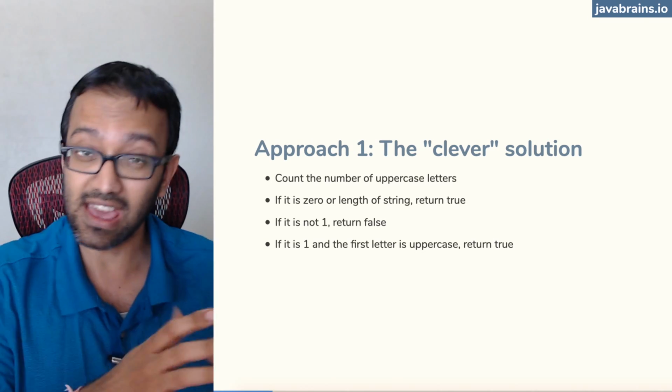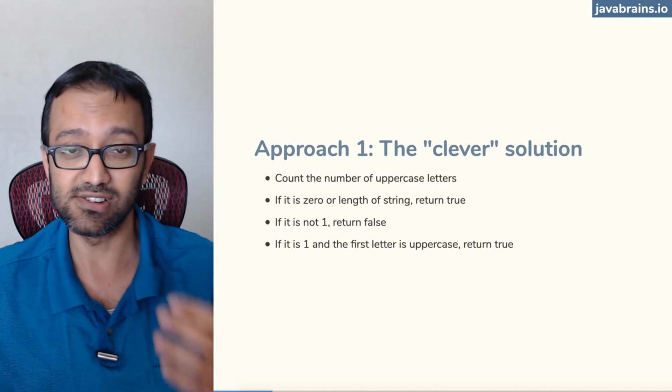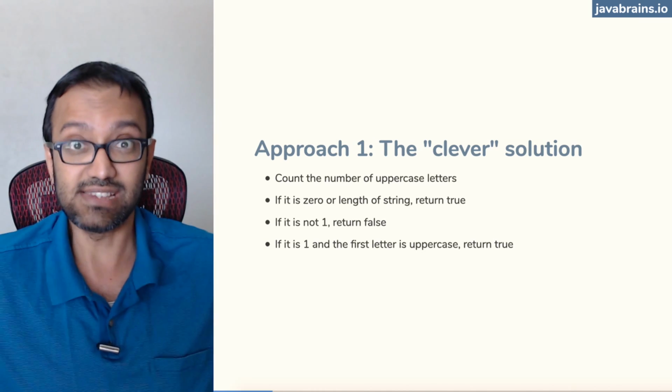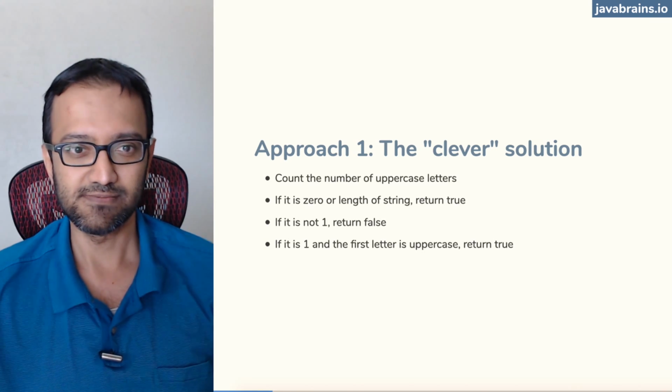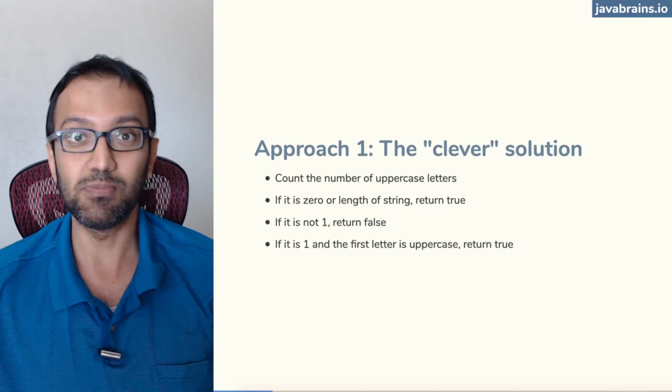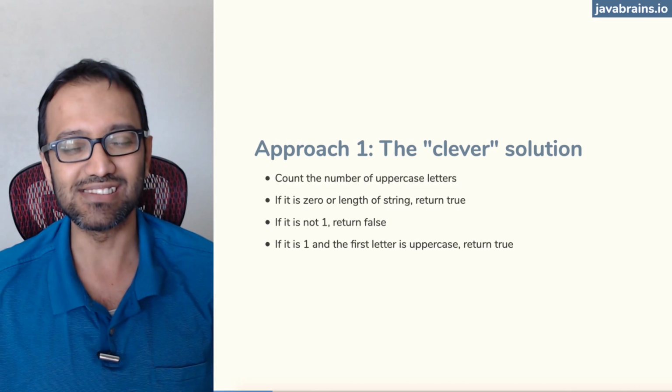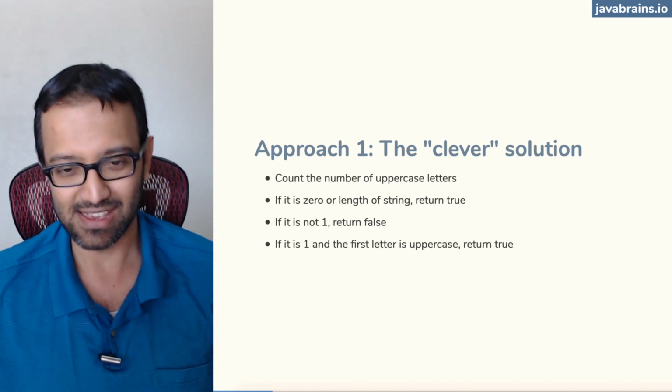You're like, okay, if this is the case, then I need to scan for this. If this is the case, I need to scan for that. It's easy, right? You just do one pass, count the number of uppercase letters, and then you just make a decision based on the result that you get, right? It's easy and it's simple to understand.